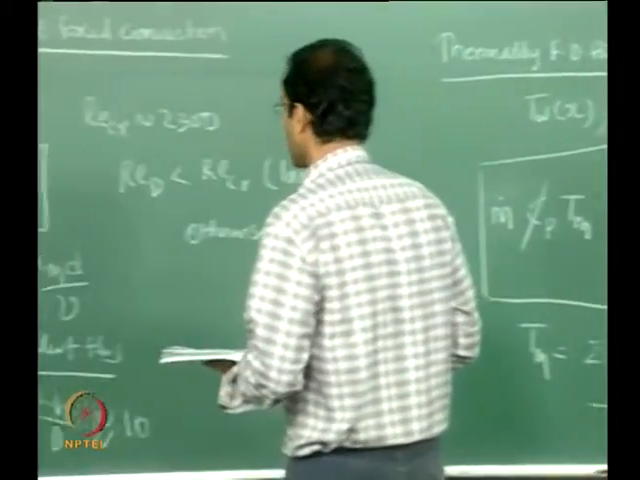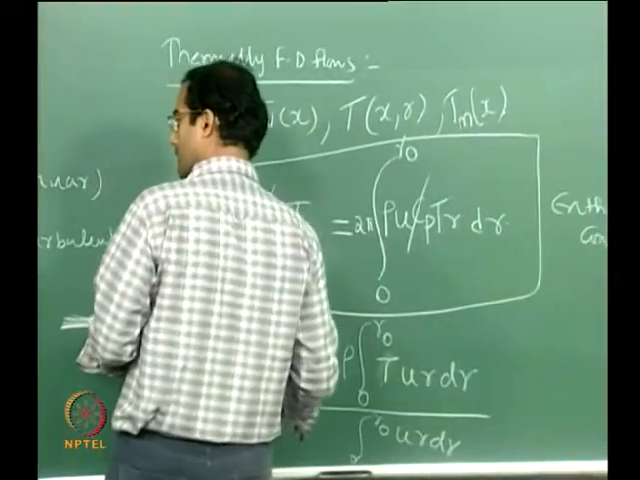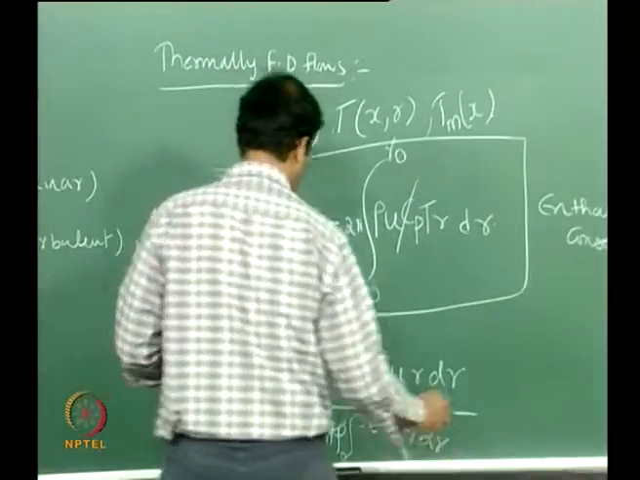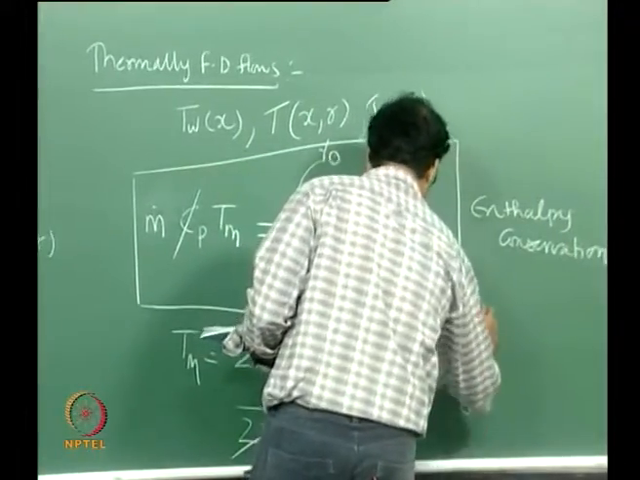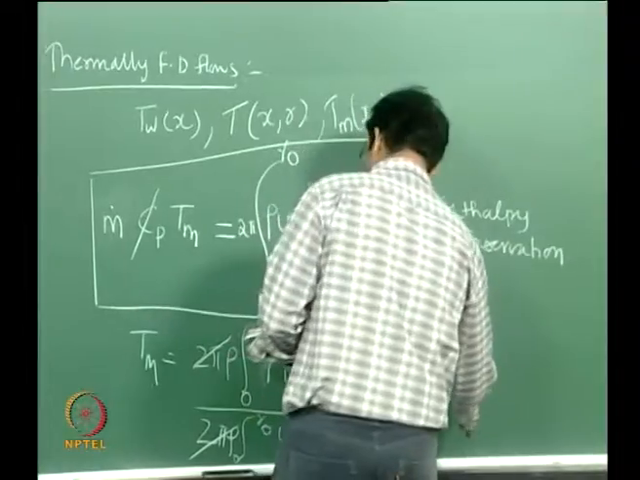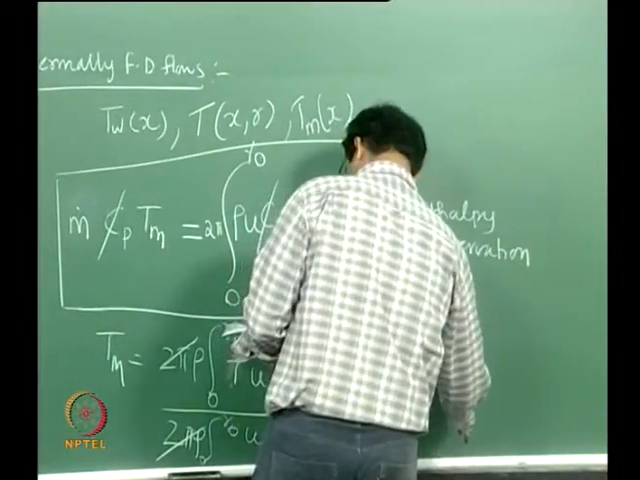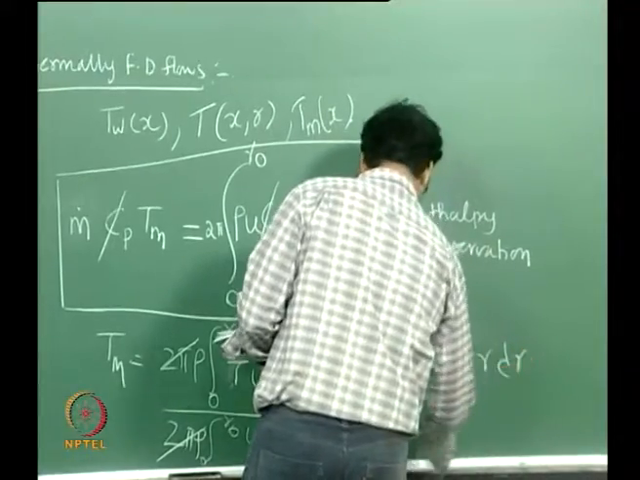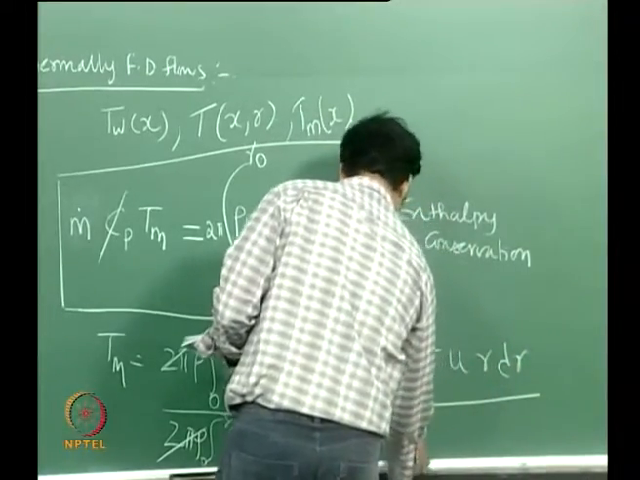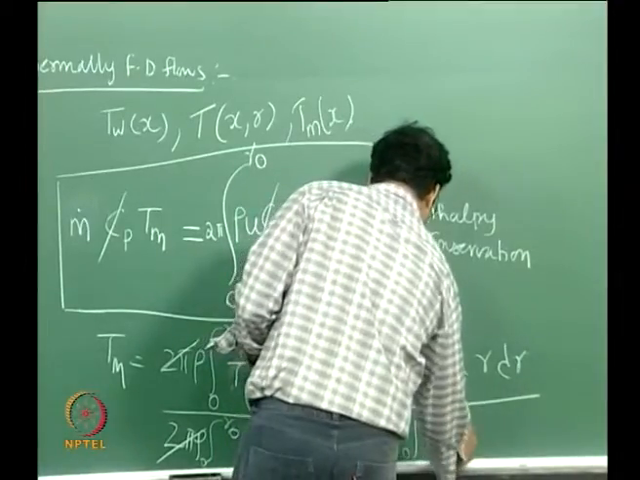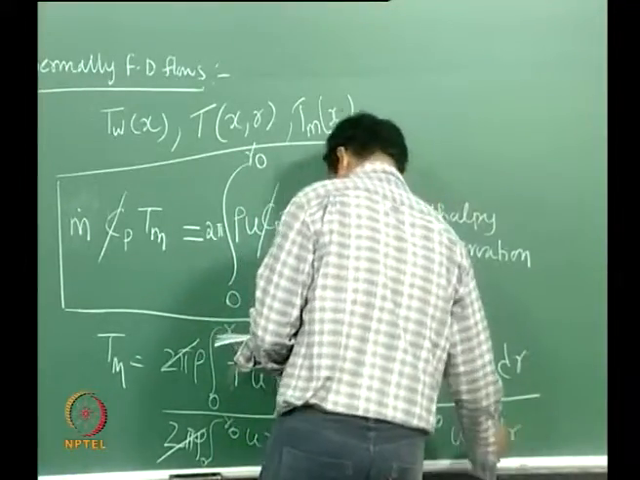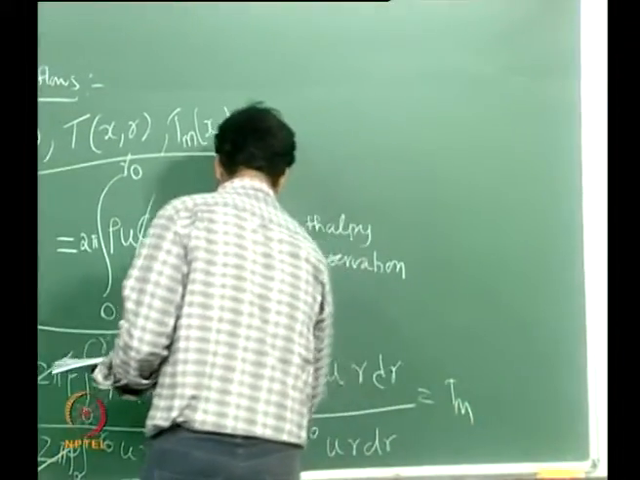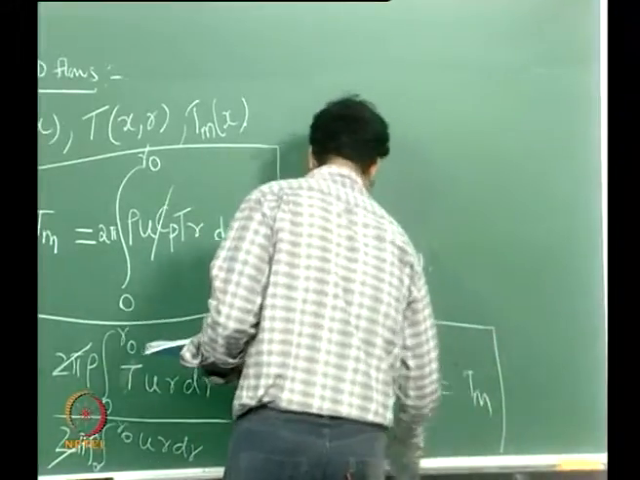So I will have a 2 pi rho again, so these will get cancelled off. Therefore, this will be integral 0 to R naught T into U into R dr, divided by integral 0 to R naught U into R dr. So this is my definition of my mean temperature at any axial location.